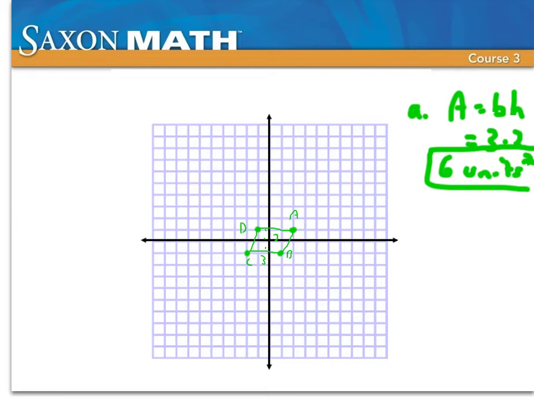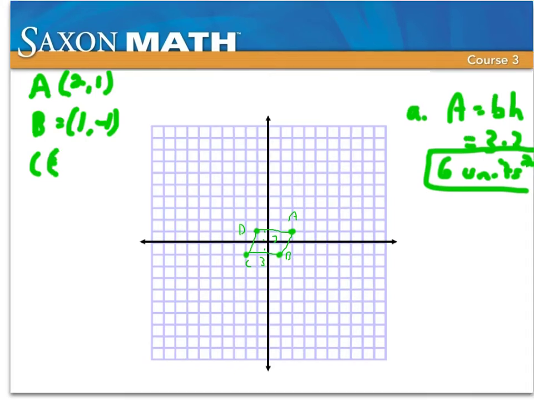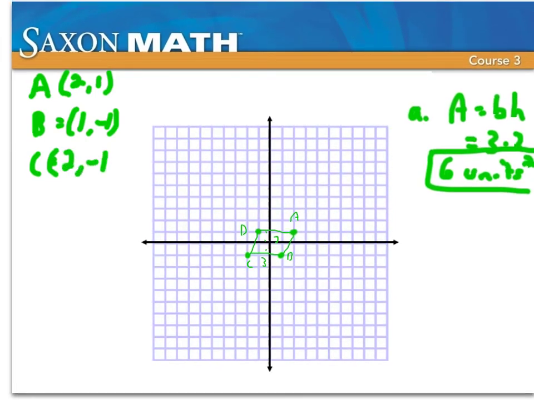what my A was here. So my A, again, was (2, 1). My B was (1, -1). My C is (-2, -1). And my D was (-1, 1).